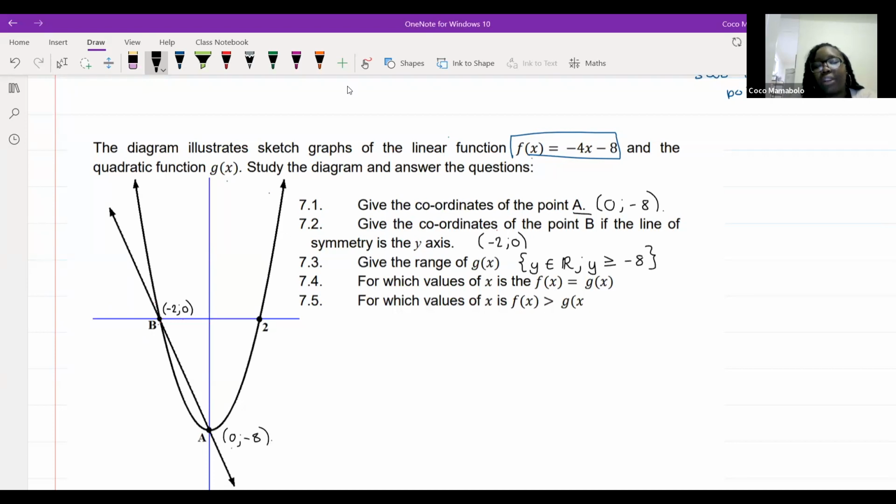Or we can do it the other way. We can write it in interval notation. So we can say y is an element of square bracket -8; infinity, round bracket. Round brackets.